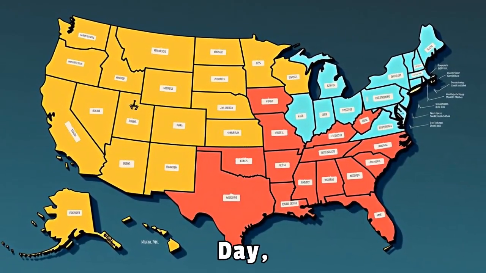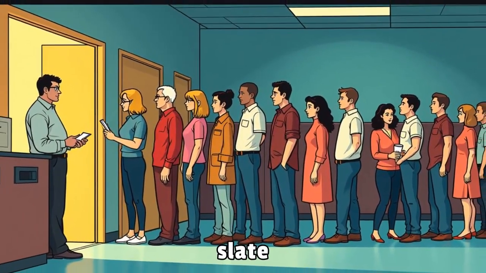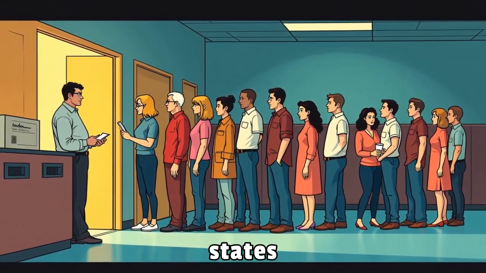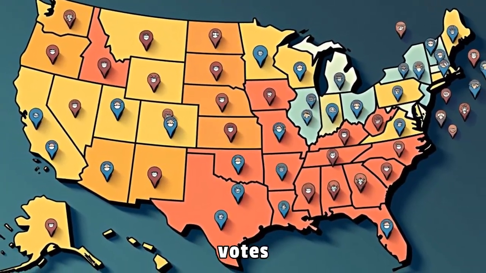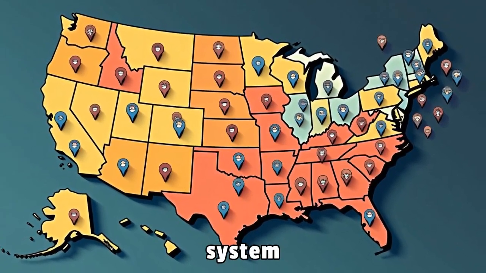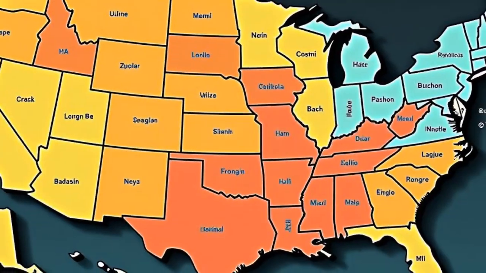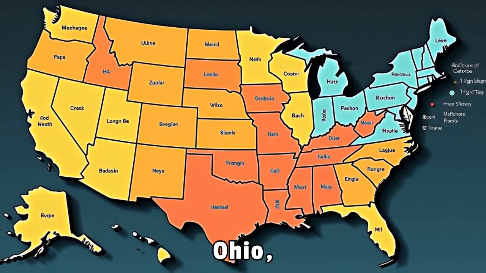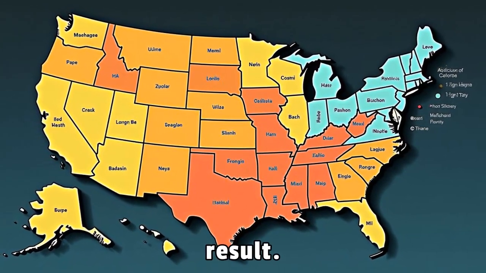On Election Day, when citizens cast their ballots, they're actually voting for a slate of electors pledged to their preferred candidate. The majority of states follow a winner-takes-all system, meaning the candidate with the most votes in a state secures all its electoral votes. This system accentuates the importance of swing states, those with unpredictable outcomes, such as Pennsylvania, Ohio, and Wisconsin, as they often determine the election's final result.